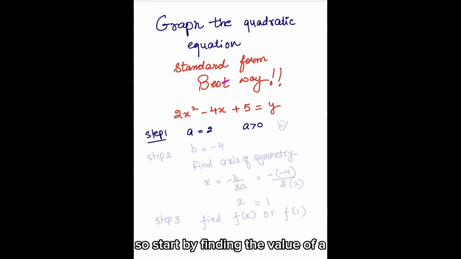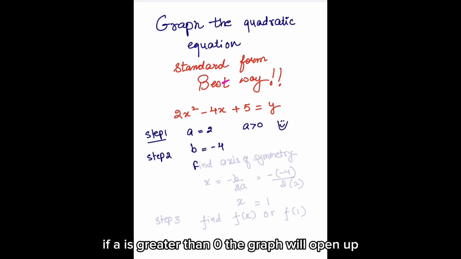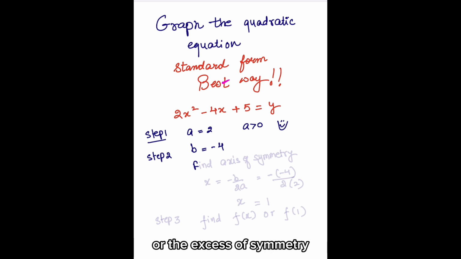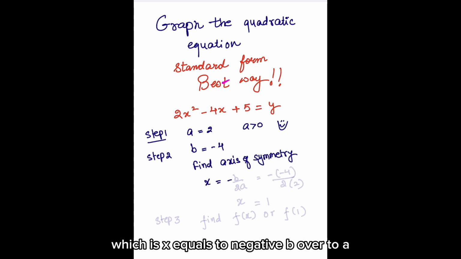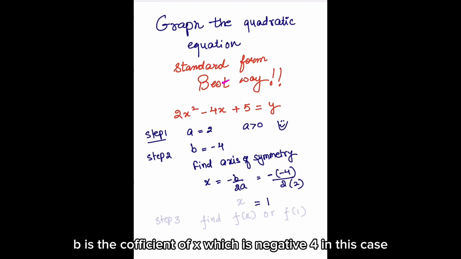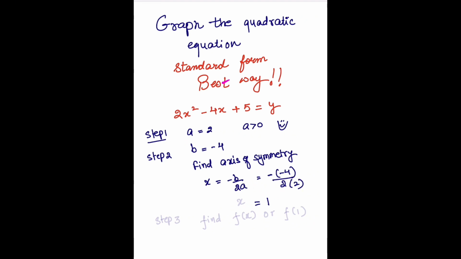So start by finding the value of a to decide the orientation of your graph. If a is greater than 0, the graph will open up. In the standard form, we will use a formula to find the x coordinate of the vertex, or the axis of symmetry, which is x equals negative b over 2a. b is the coefficient of x, which is negative 4 in this case. And when we substitute the values, we will get x equals 1.